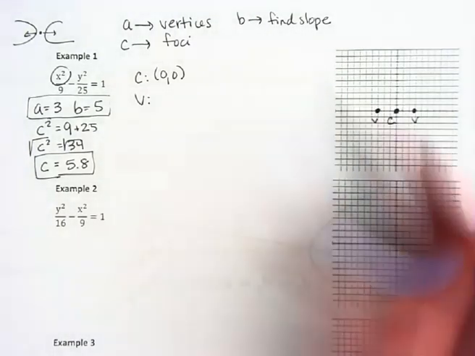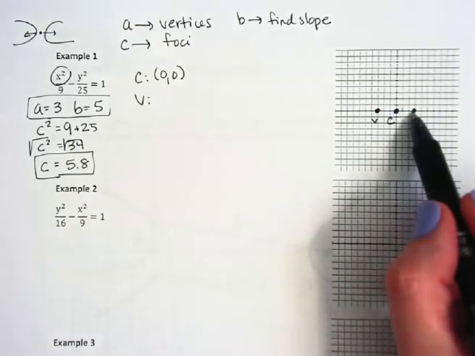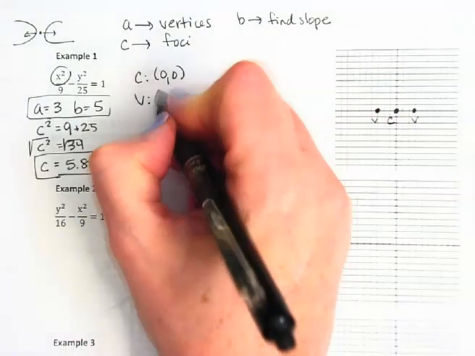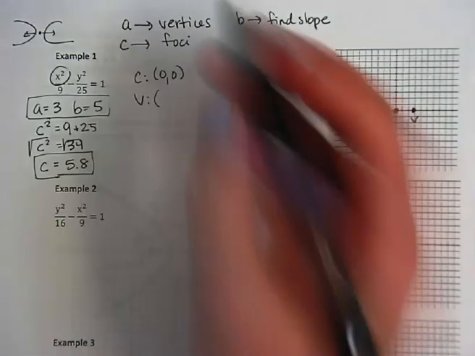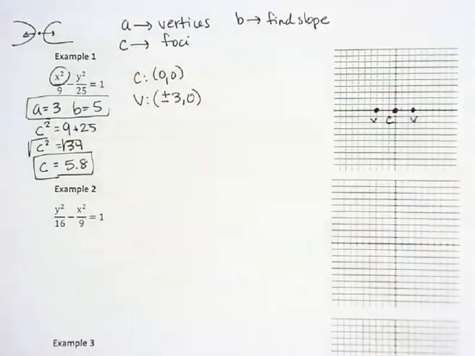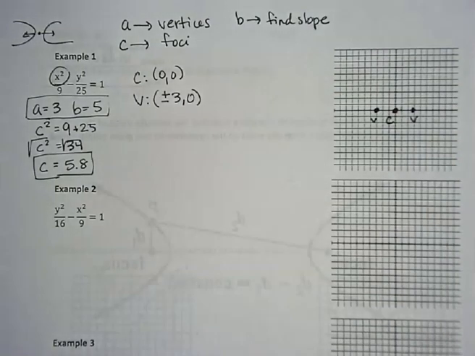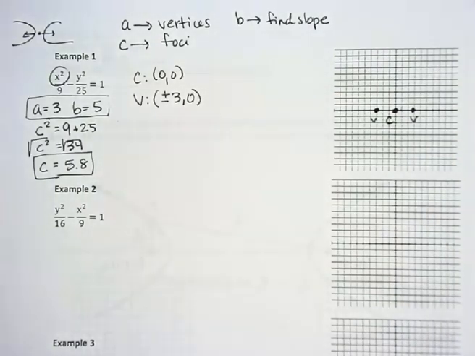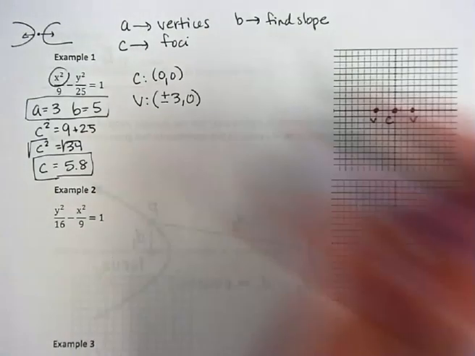And my ordered pair will be, I went right and left, so I'm changing the H value. I went right 3, left 3, so the X coordinate for my vertices is either positive 3, 0 or negative 3, 0.